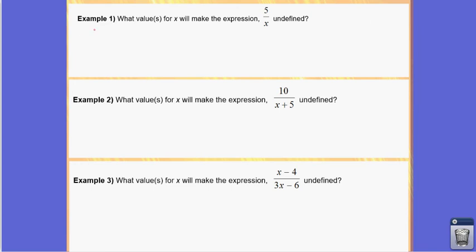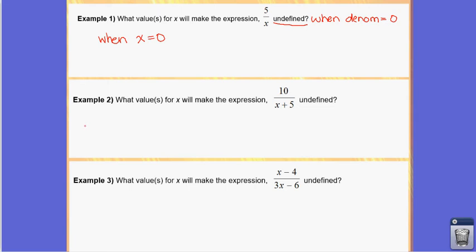Okay, example 1. What values for x will make this expression undefined? Well, we just learned that undefined means when the denominator is equal to 0. So when the denominator is equal to 0, instead of the denominator, I can say when x equals 0 here, this expression would be undefined.